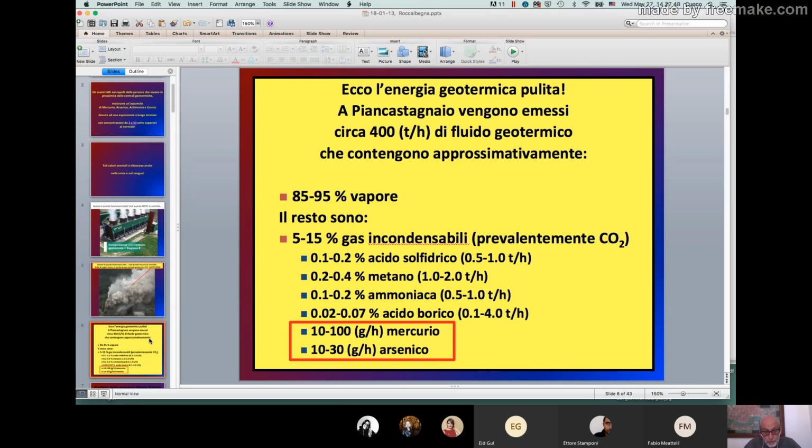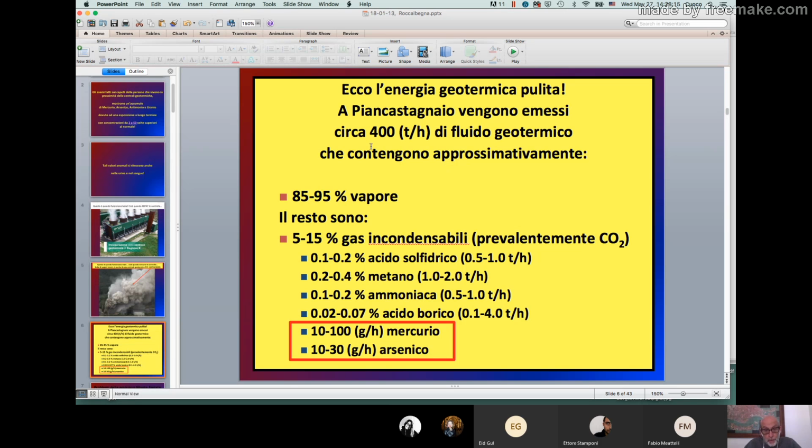Okay, so this is according to the reports by Enel. This is sort of the concentration of pollutants that are in the vapor that they extract. 85–95% at Amiata is vapor. And in the Amiata geothermal field, there are 3 power plants.